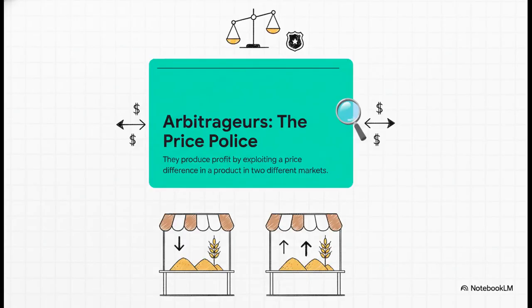And finally, we've got the arbitrageurs. I love this. You can think of them as the price police of the financial world. They're constantly hunting for tiny, temporary price differences for the same thing in different places. They profit by buying low over here and selling high over there. And in doing so, they make sure prices stay in line and the market stays efficient.